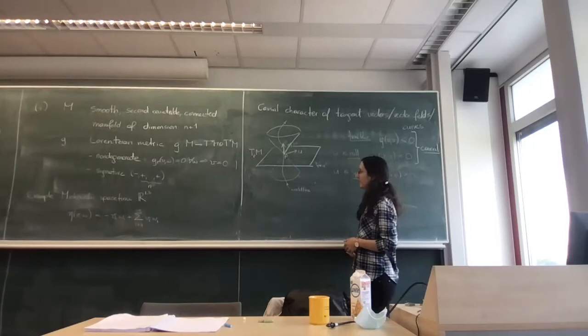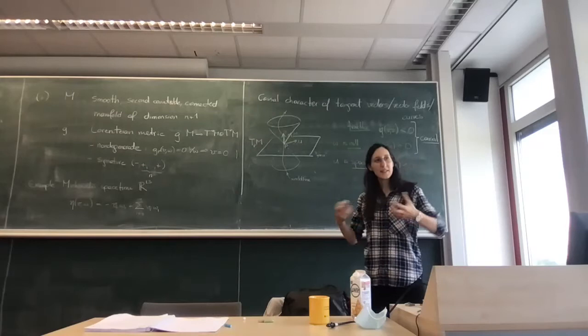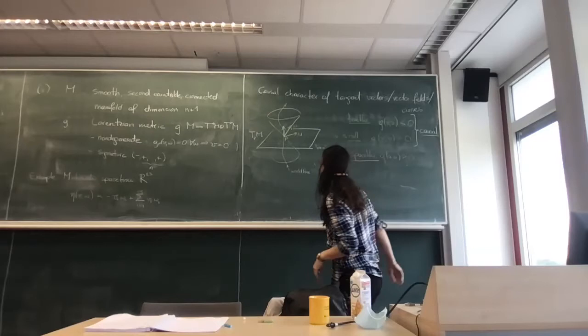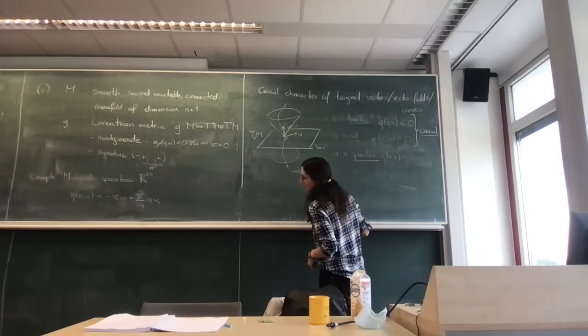Okay, so in Lorentzian geometry, everything that takes place inside the light cone is much more important than everything that takes place outside because of that. So this is a basic definition of what a Lorentzian manifold is and what the important differences to Riemannian geometry are.